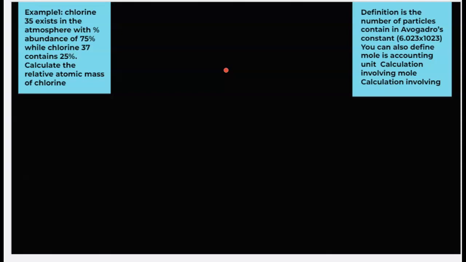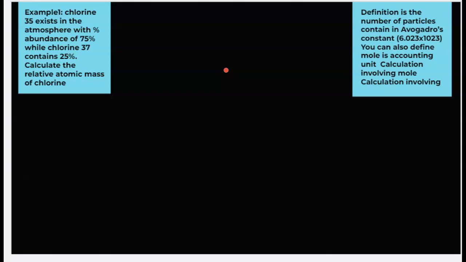Mole can be defined in two ways. Definition number one is a number of particles contained in Avogadro's constant. That's the meaning of mole. Avogadro's constant is a value which is shortened as 6.023 times 10 power 23. This 23 is a power. It's not a value, it's a power.